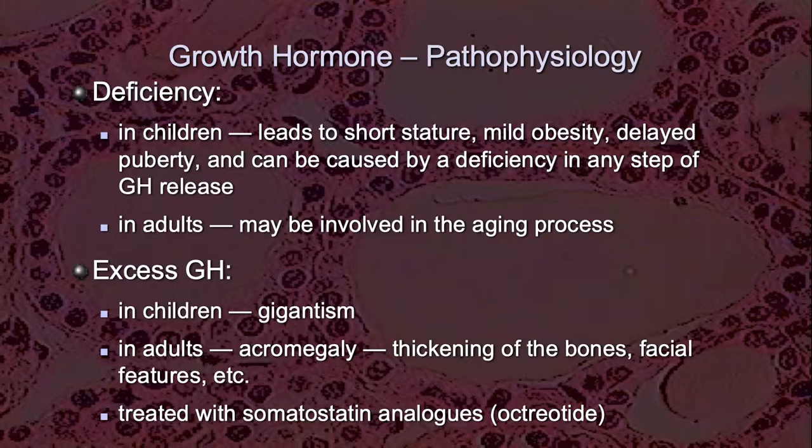So, in children, a deficiency. Not enough growth hormone, you're going to be short. Okay? And if you're short because of weight distribution, it will also probably cause mild obesity because you have less space to go. Okay? Delayed puberty because your organs and things also are not developing at the same rate. And it can be caused by a deficiency in any step of the growth hormone release from the hypothalamus, pituitary gland, receptors, all along the pathway.